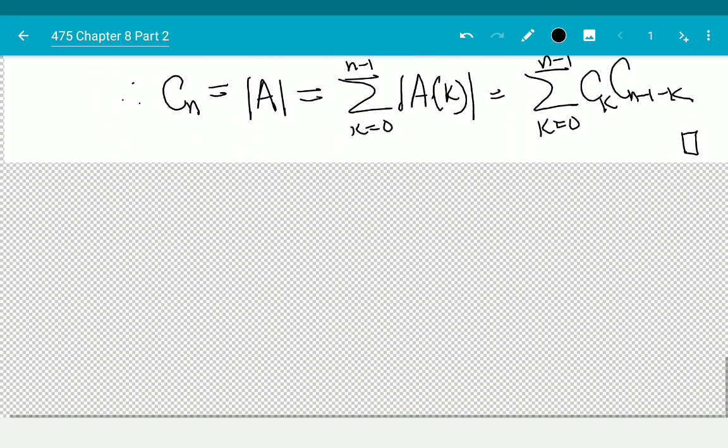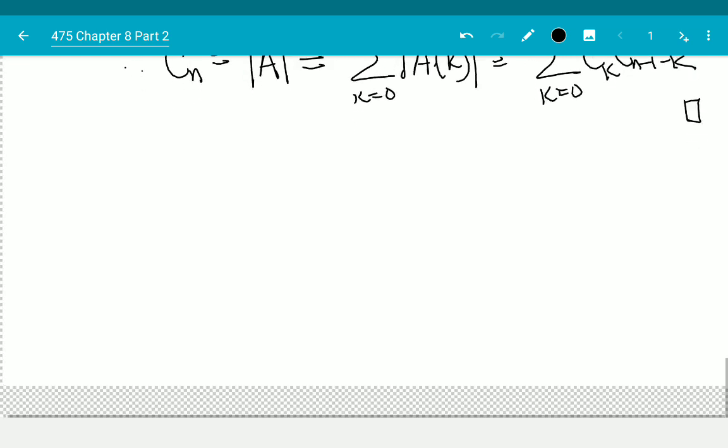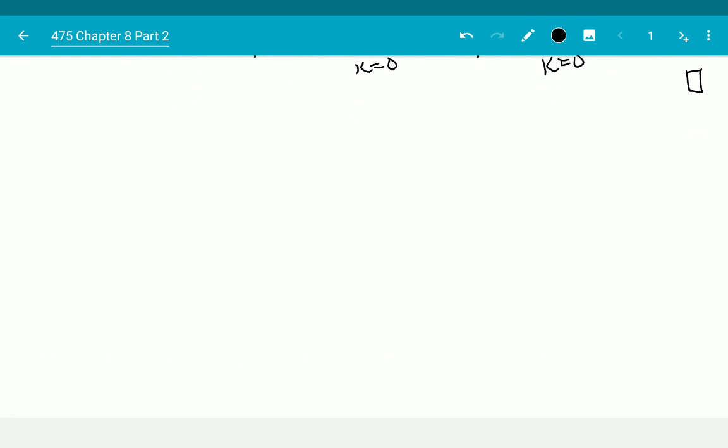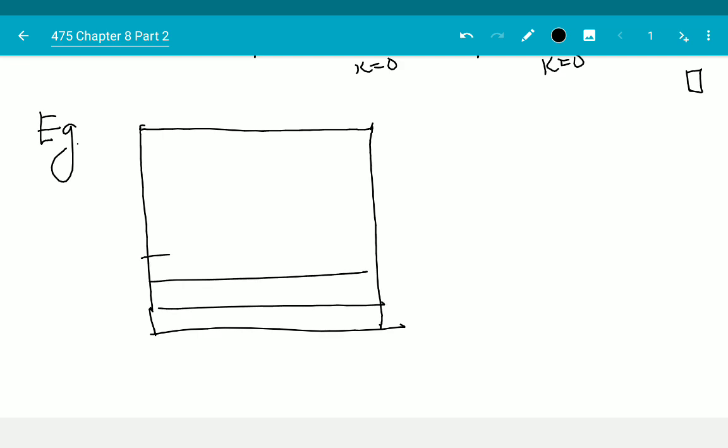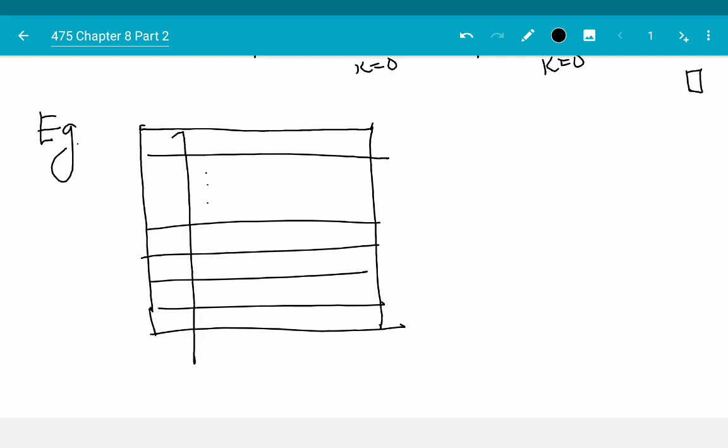So let us use that to do an example. Let us see an example where we are using these. So suppose you have an n cross n chessboard or a city block n cross n. So you have lots and lots of columns and rows.